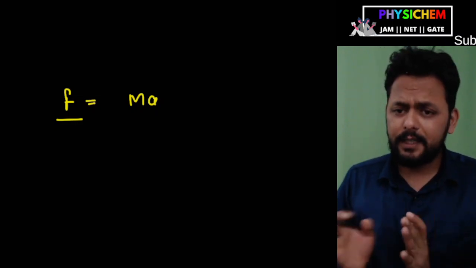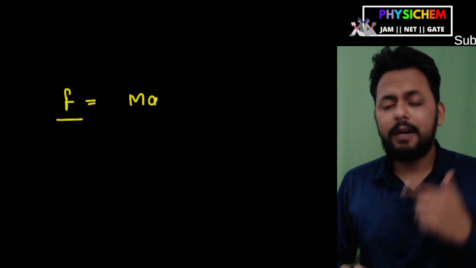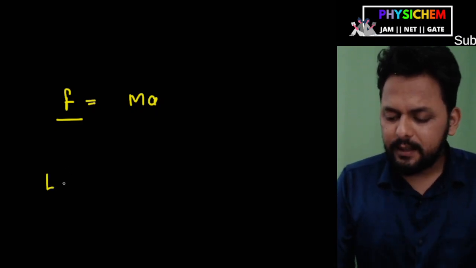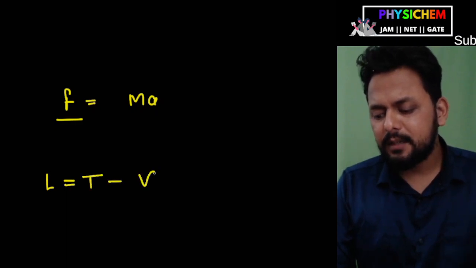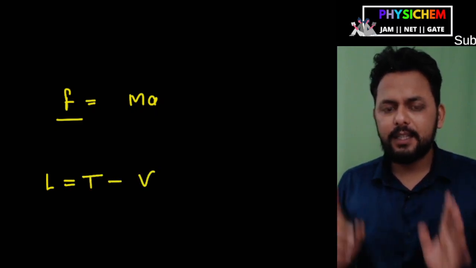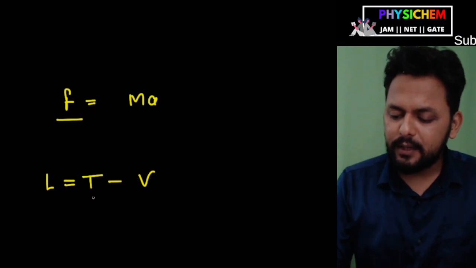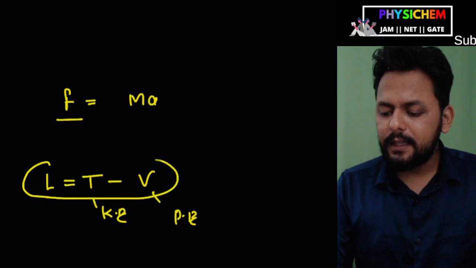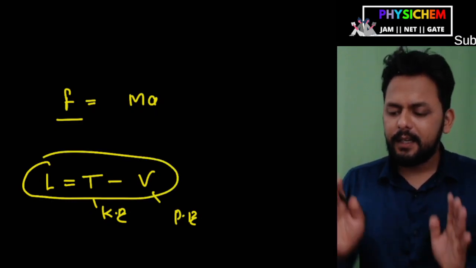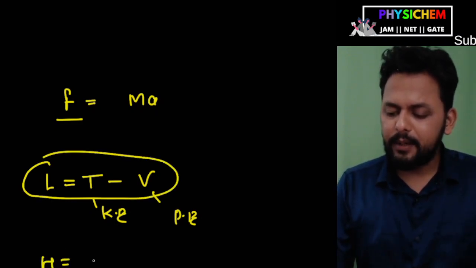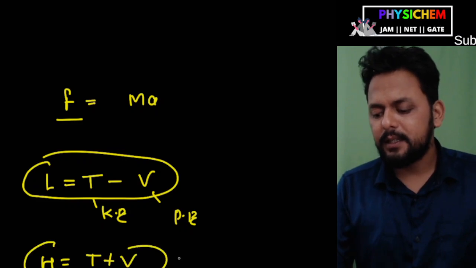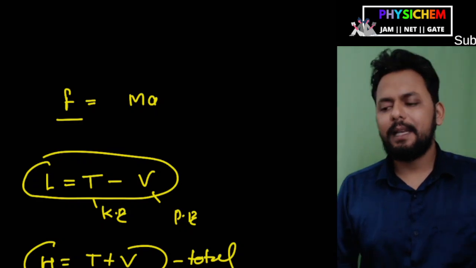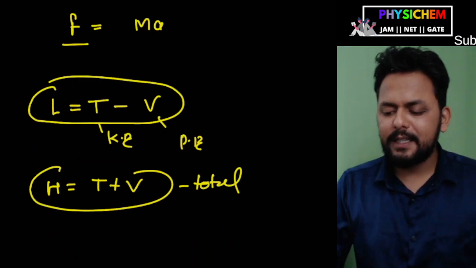The reason is very simple: in Lagrange we require the energy. If I want to write the Lagrangian of a system, it is L equal to T minus V. T is the kinetic energy and V is the potential energy. But it has no physical meaning, because the Hamiltonian is T plus V, the total energy, and physically it has a meaning, but the Lagrangian has no physical meaning at all.